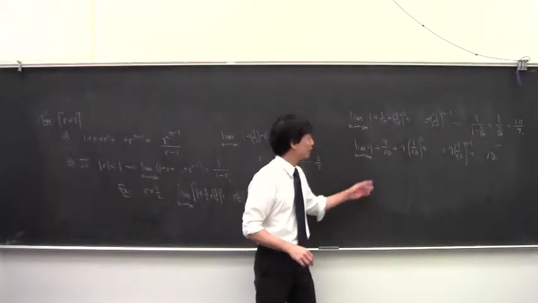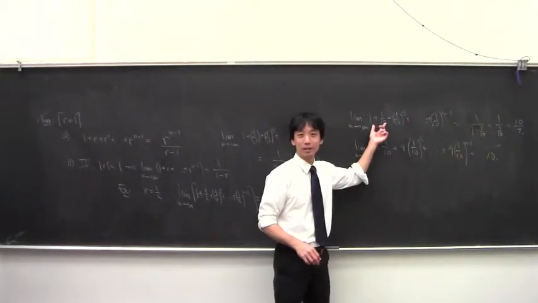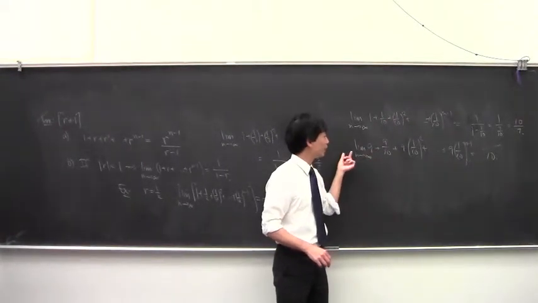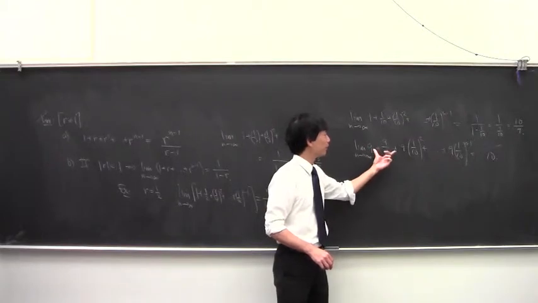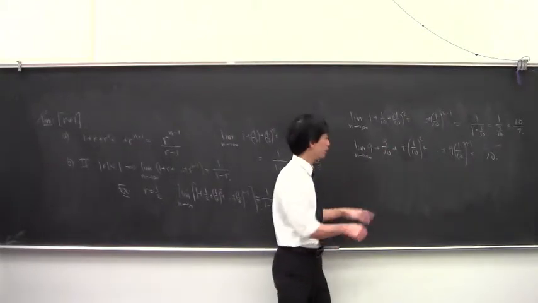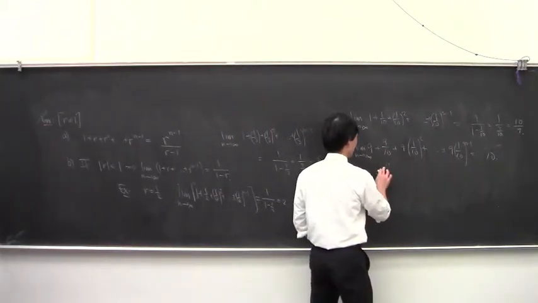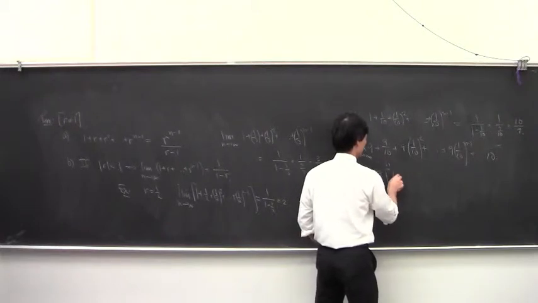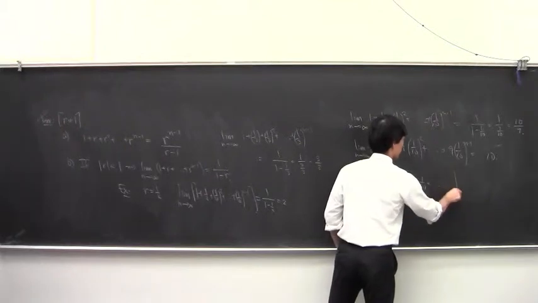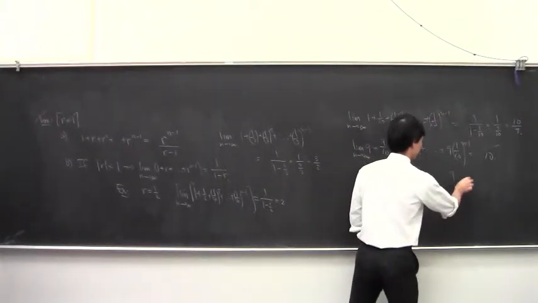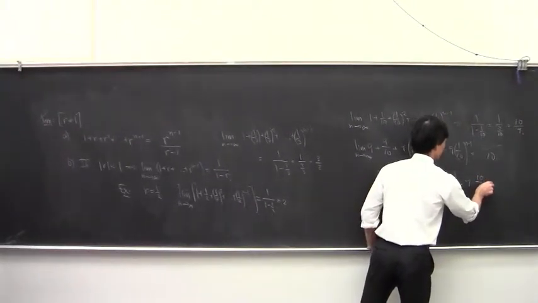Yeah, it's 10. Right, because it's 9 times the other guy. If I factor out a 9 from this, this is the same thing as 9 times the previous one, which was 10 ninths. This is 10.